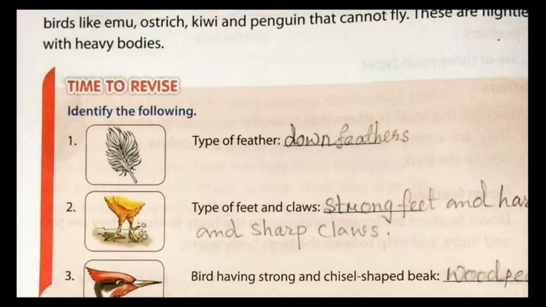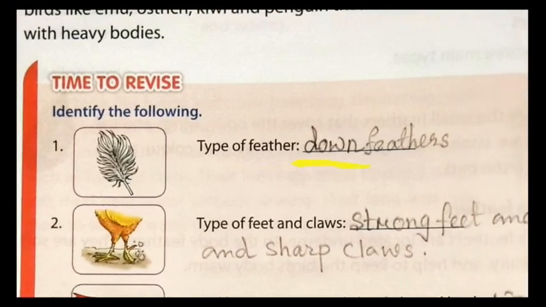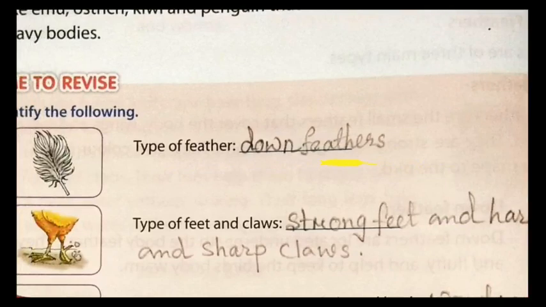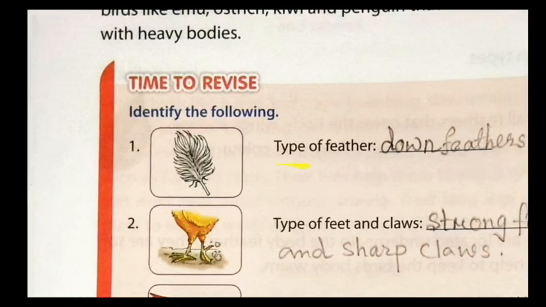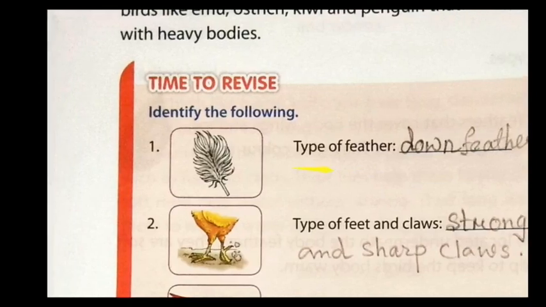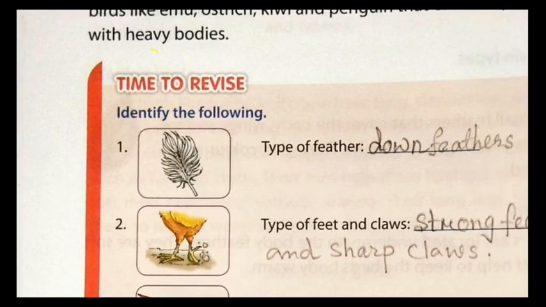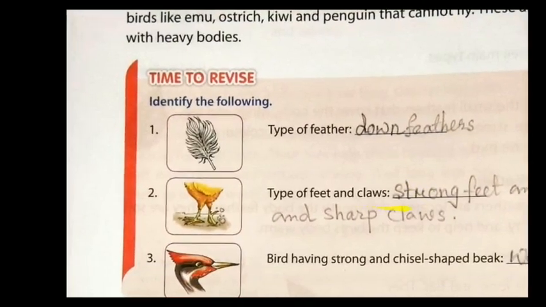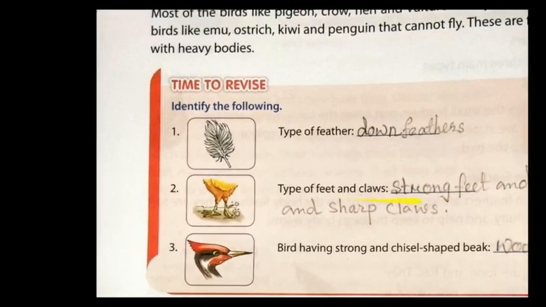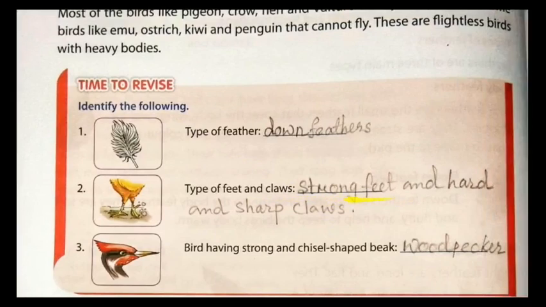Number 2, type of feet and claws. Look at the picture. This one, hen's feet and claws. Strong feet and hard and sharp claws.